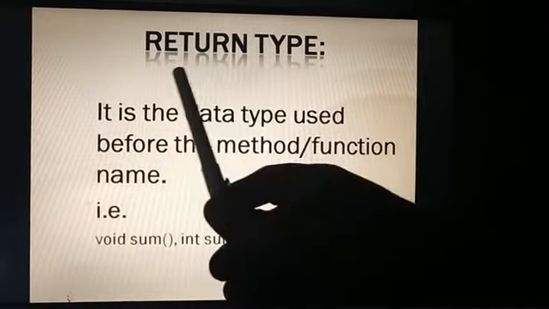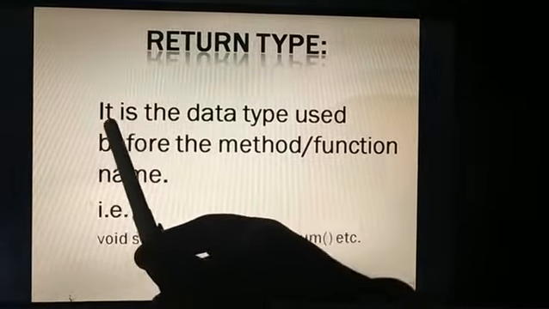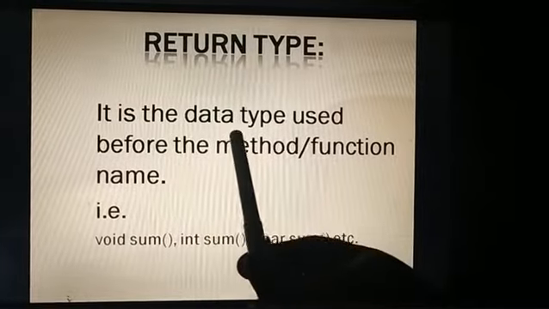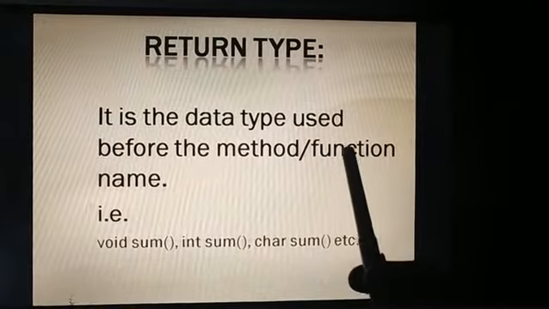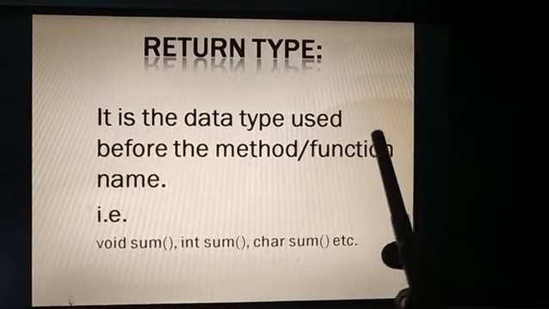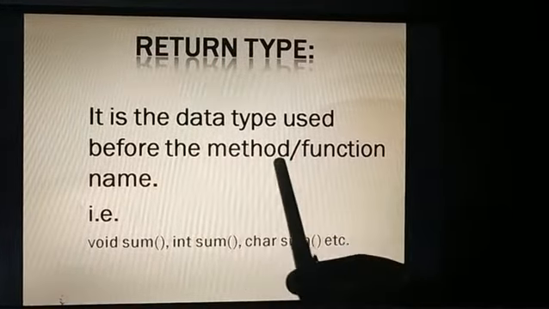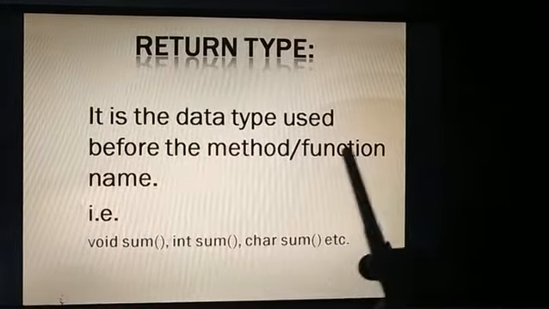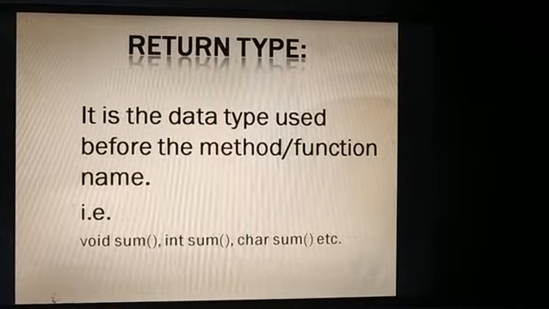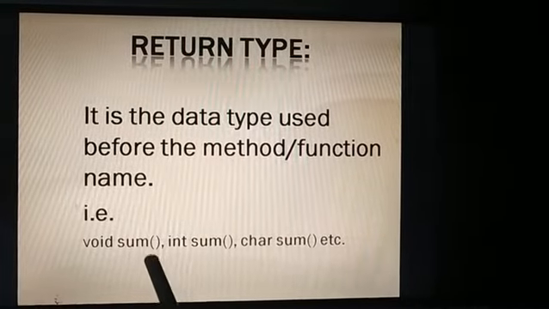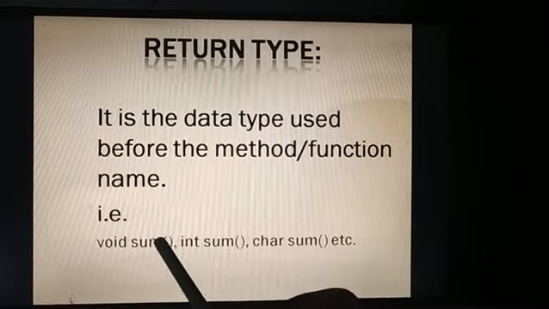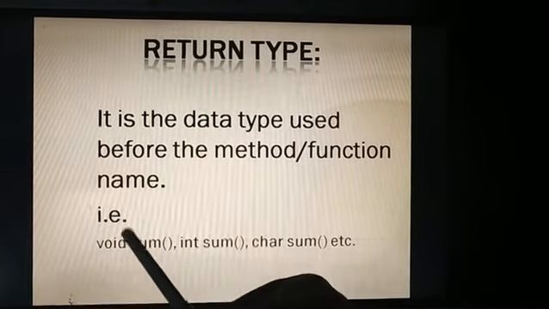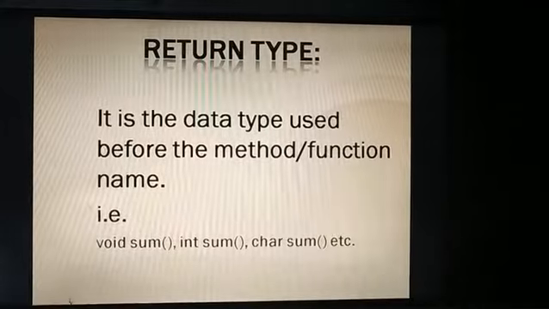If you'll see return type, the definition is what? It is the data type used before the method or function. Method or function are the same thing. So before the method name or function name, if I use any data type, that data type is called the return type. For example, if you'll see here, the method name is what? Sum. And before sum, we are using what? Void. So void is a return type.